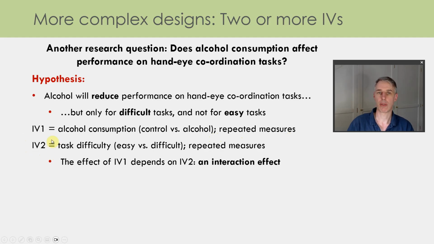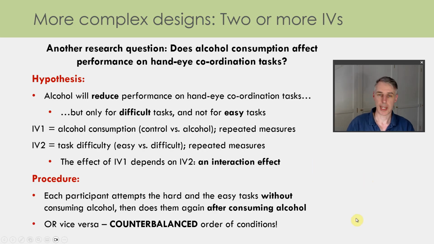And the second independent variable is task difficulty, the difficulty of the task that they are asked to perform. That also has two levels, easy tasks and difficult tasks. Again, repeated measures, so each participant completes both easy and difficult tasks. And the hypothesis here is that the effect of the first independent variable, alcohol consumption, will depend on or be different as a function of the second independent variable, an interaction effect.